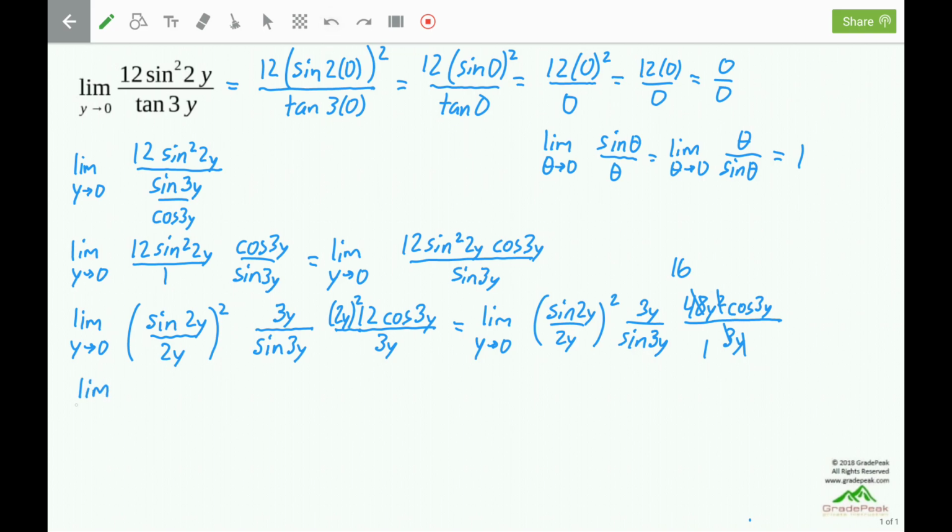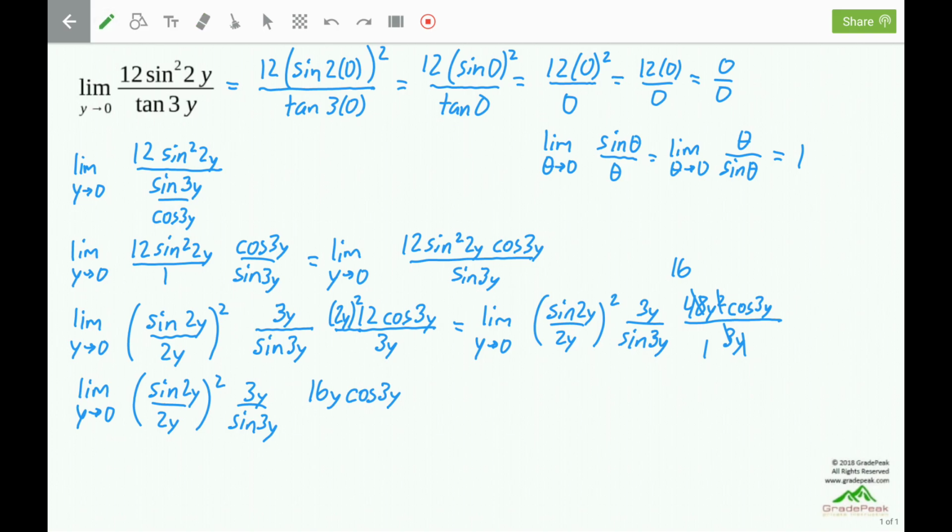So we'll have limit as y goes to 0 of sine of 2y over 2y quantity squared times 3y over the sine of 3y. And we're left with a 16y cosine of 3y, and it's all over a 1, which we therefore do not need to write.